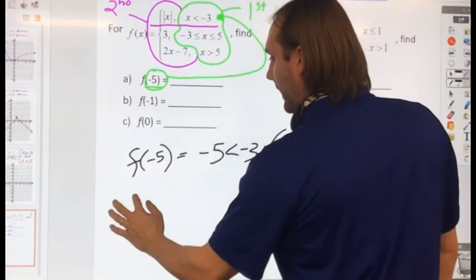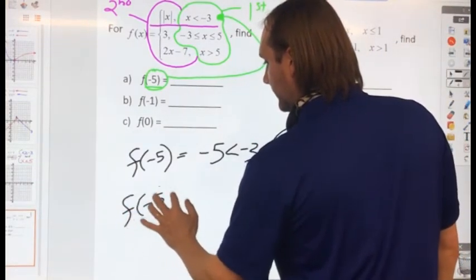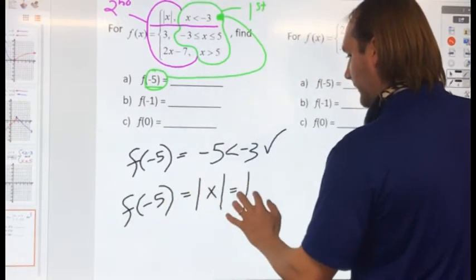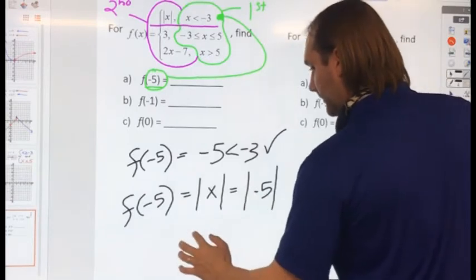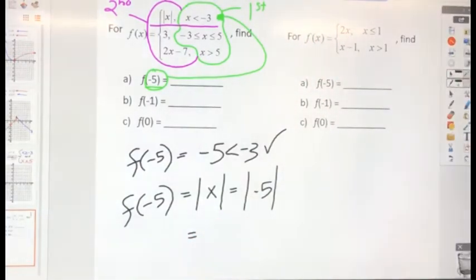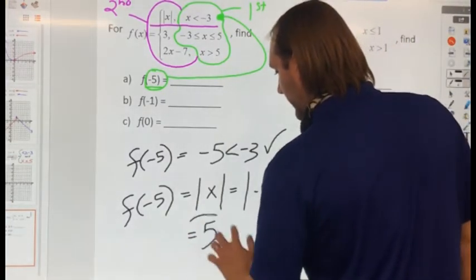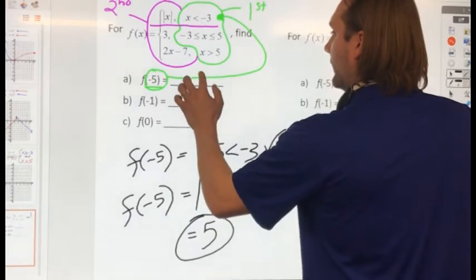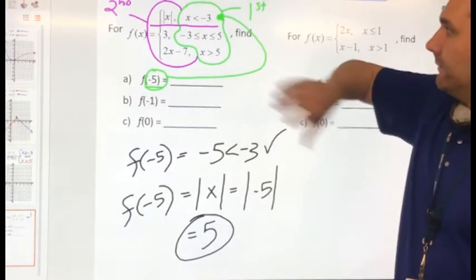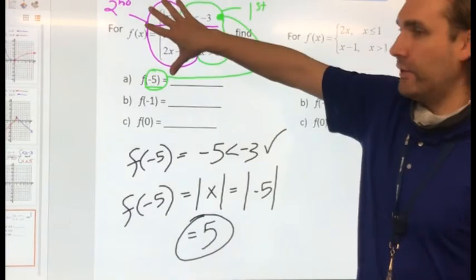Now, I need to find f of negative 5, which equals the absolute value of x, which equals the absolute value of negative 5, which is what? Absolute value of negative 5 is 5, yeah. Turns everything positive. So the answer is 5. First, you look at the inequality, and that tells you which function to focus on.